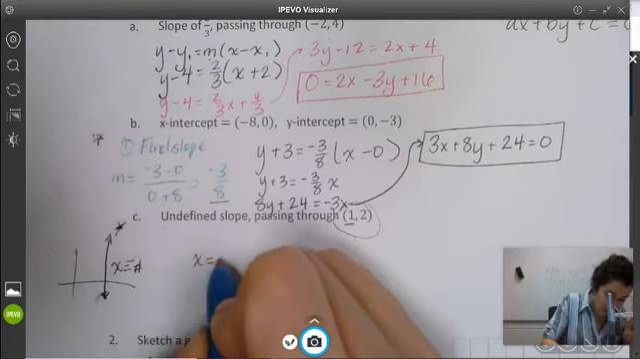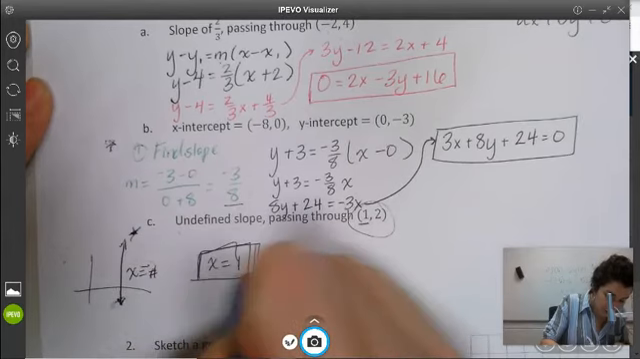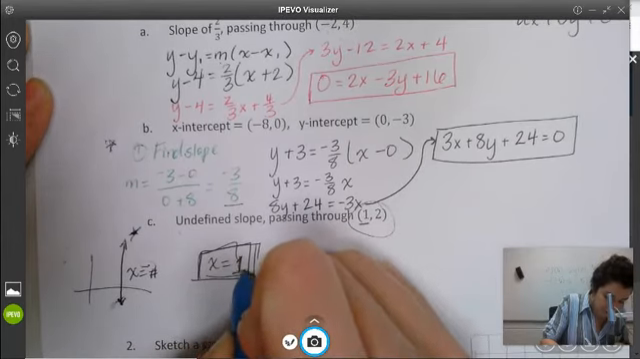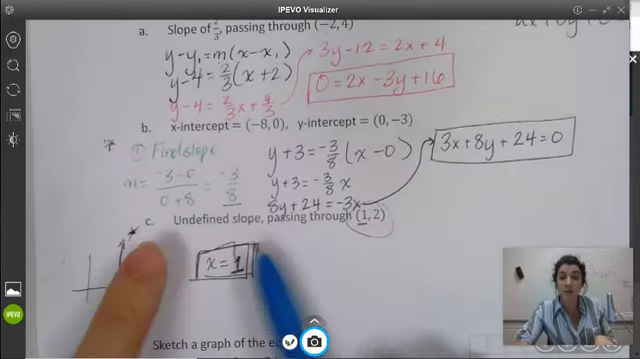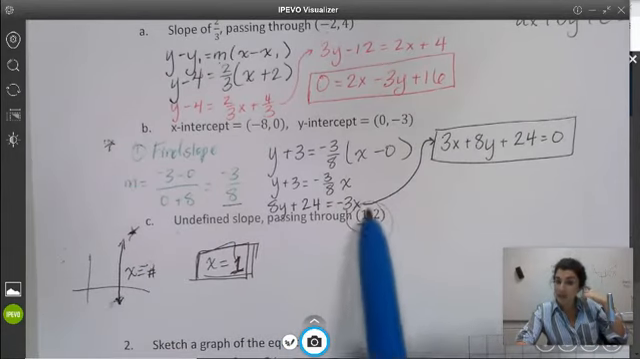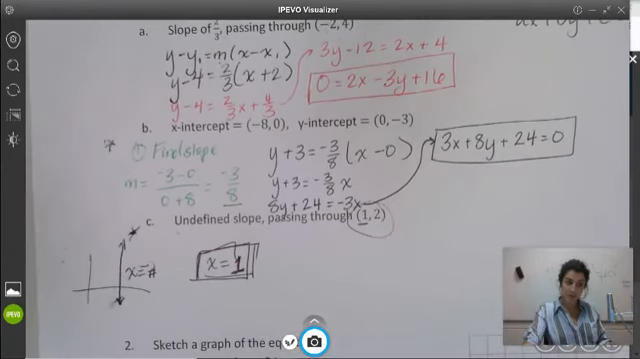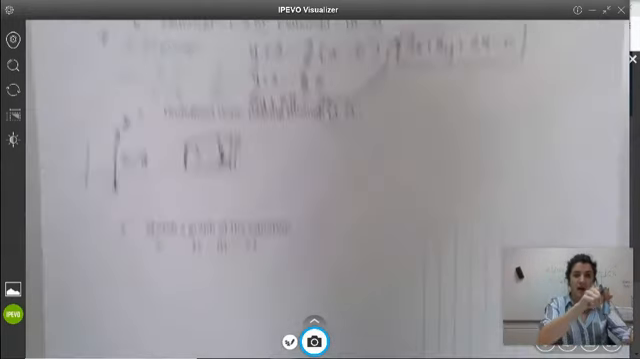Because an undefined slope would be x equals 1. If we were talking about a slope of 0, a horizontal line, it would be y equals, and then you would take the y value too. So yeah, hopefully it's all coming back to you.